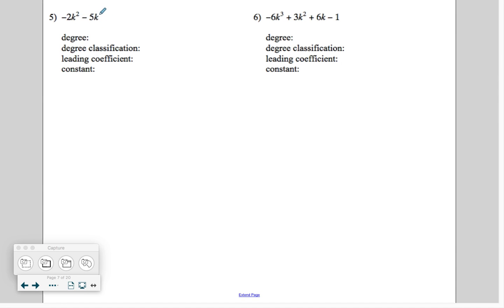Here, the highest degree I see, what's the degree on this k? That's a 1. If you don't see an exponent, it's a 1. So the highest degree is 2, which makes it a quadratic. The leading coefficient is a -2. And then what's the constant? Is there a plain old number being added here without a variable? Yeah, we could put a +0 at the end. So the number is 0 there.